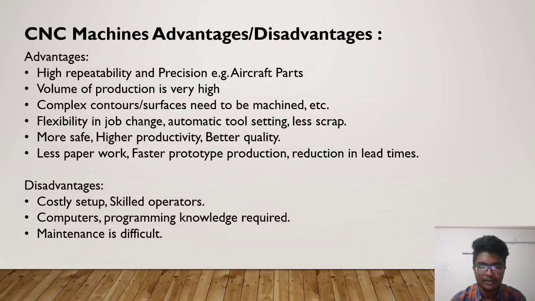So what are the advantages and disadvantages of a CNC machine? Advantages: it has high repeatability and precision. For example, manufacturing aircraft parts, you need this. Volume of production is very high. Complex contours of surfaces can be machined via CNC lathe. Flexibility in job change, also automatic tool setting and less scrap. More safe and higher productivity, better quality, less paperwork, faster prototype production, reduction in lead times.